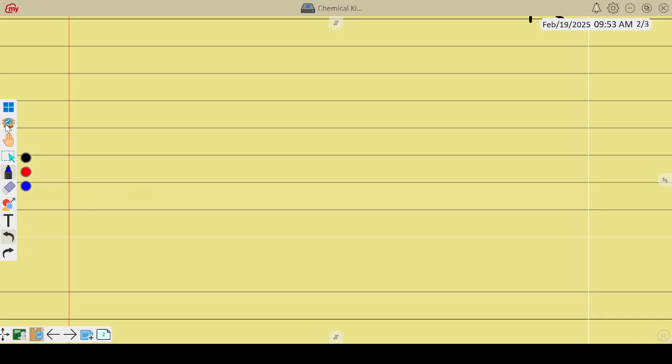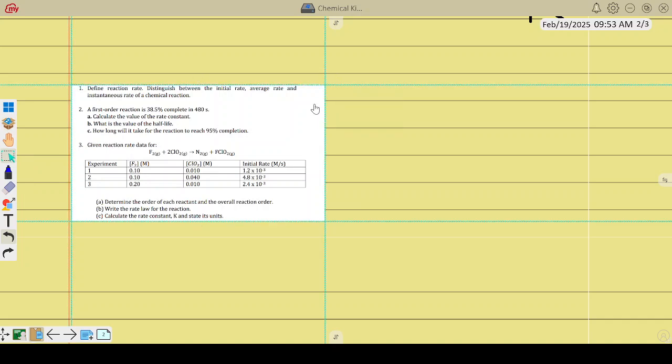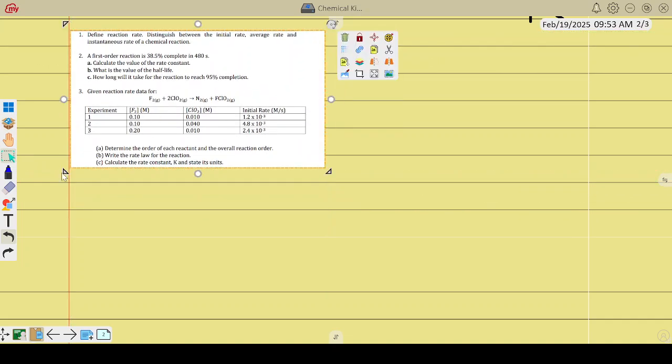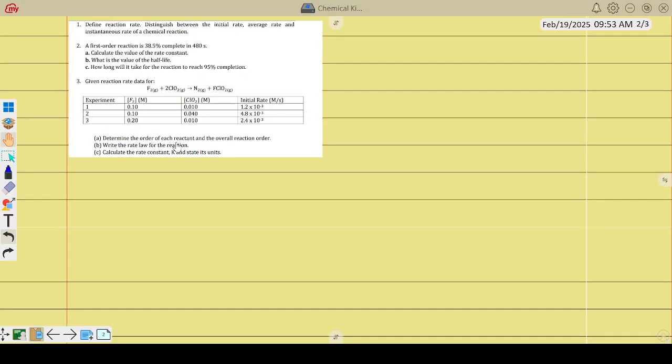So now the last question, what was it saying? It was saying, how long will it take for the reaction to reach 95% completion? Like I said, this is the lecturer's favorite, because they don't like students to have fun in the exam. They want you to be like, so how long will it take for the reaction to reach 95% completion? What will be the time?